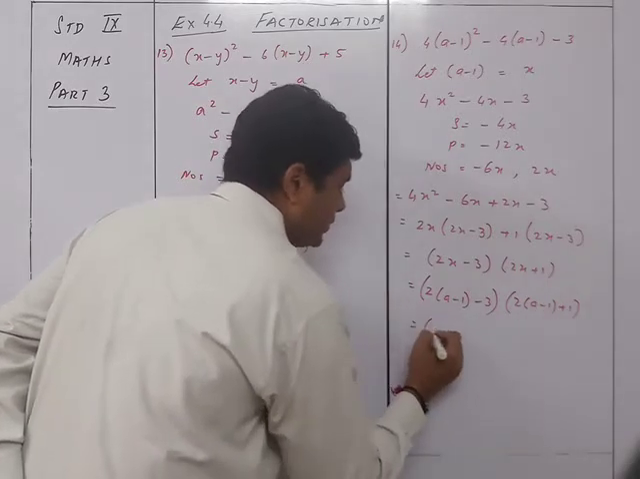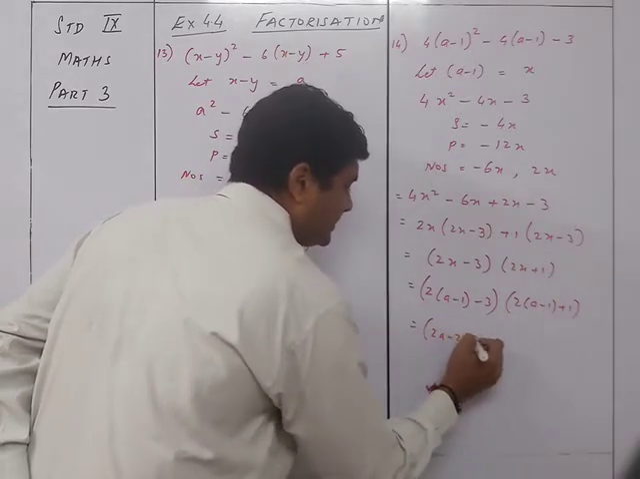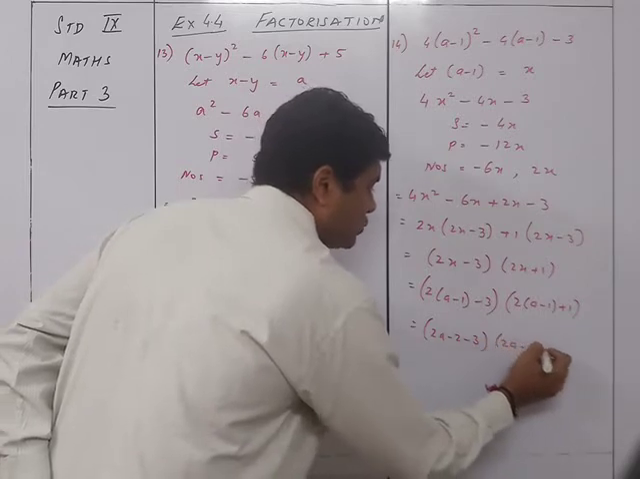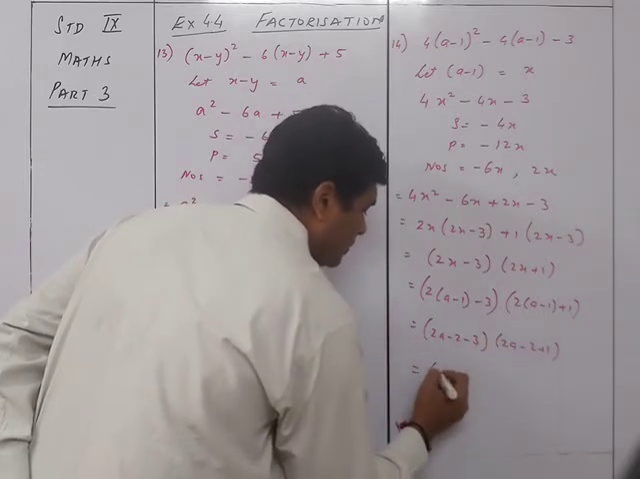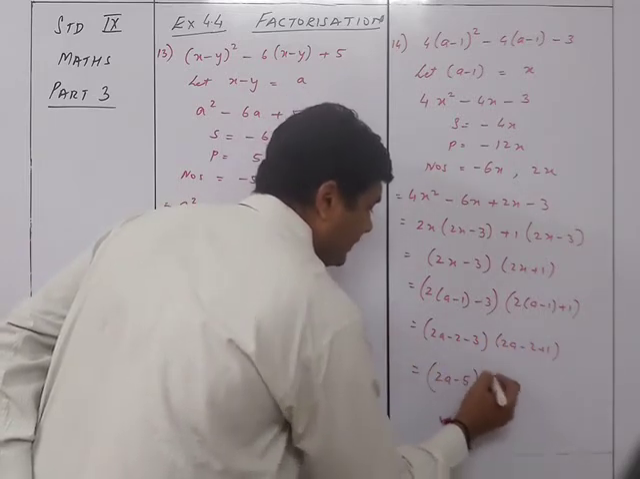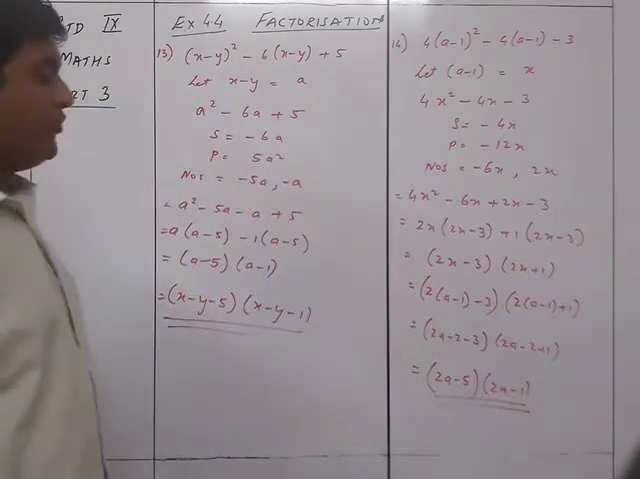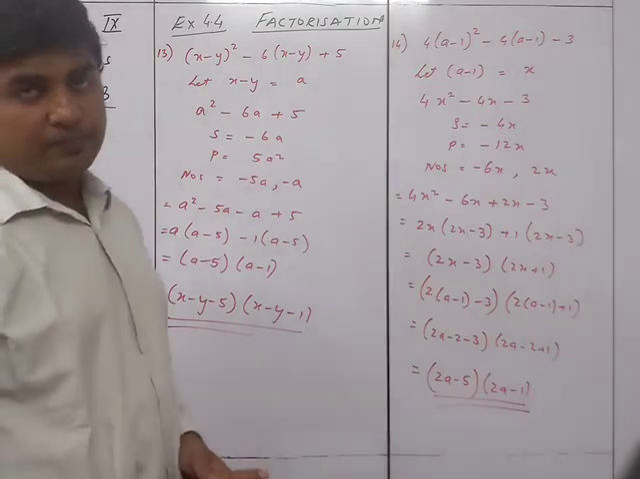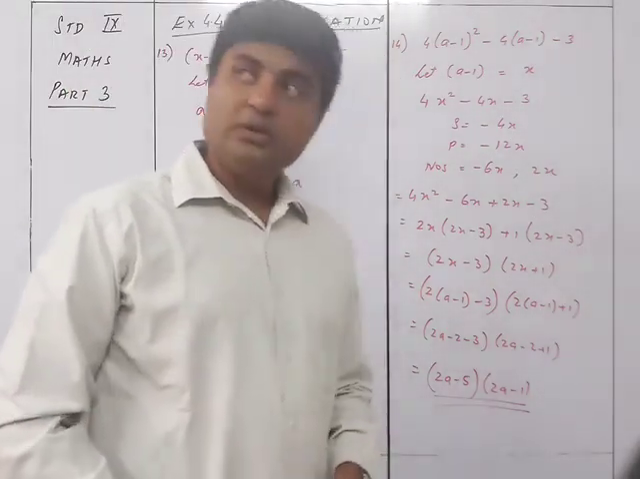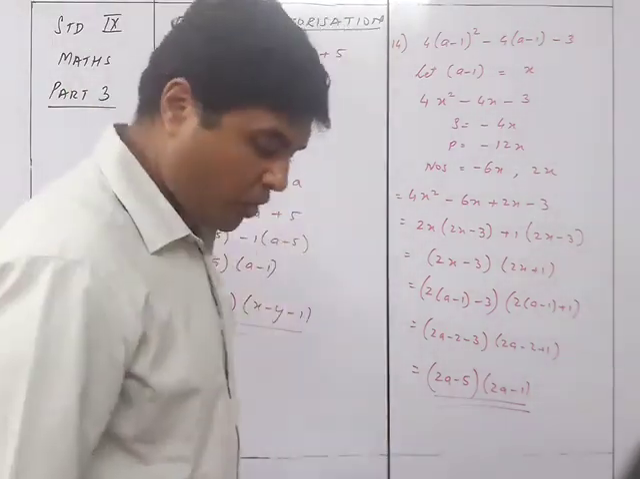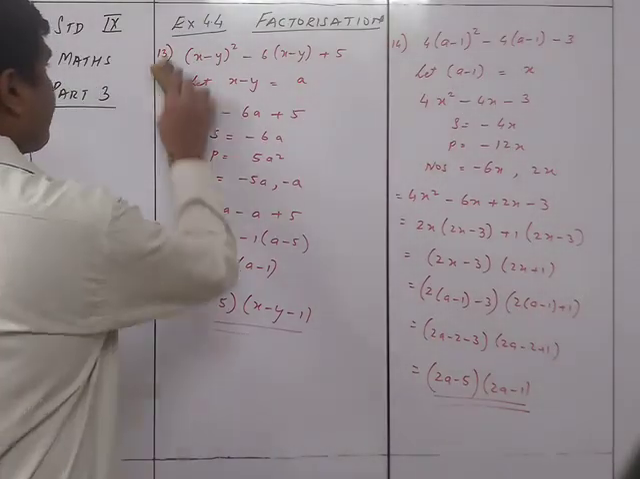So that will be 2a minus 2 minus 3 and it will be 2a minus 2 plus 1. So that will give me 2a minus 5 into 2a minus 1. So that's the resultant answer for sum number 14. Is it clear? We move on to sum number 15.